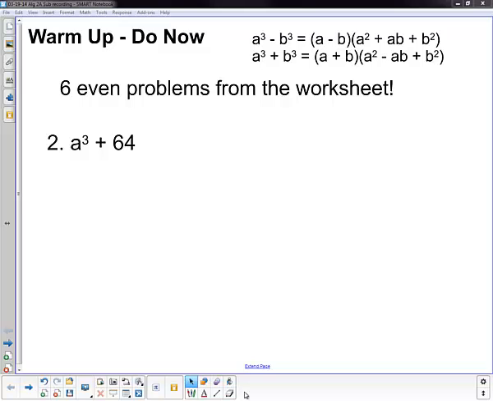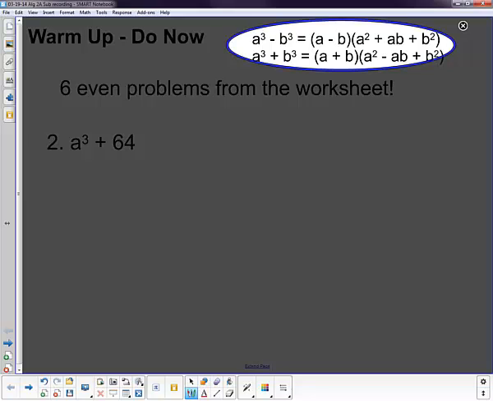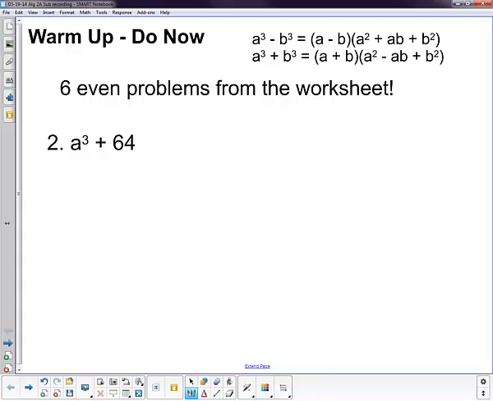To the top right of the board, you'll notice I went ahead and put out all of the equations from yesterday. They're your sum and difference of cubes. The first one being a cubed minus b cubed, the second a cubed plus b cubed.